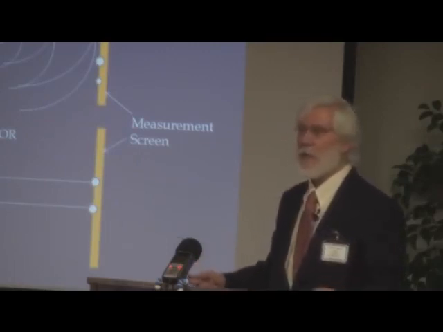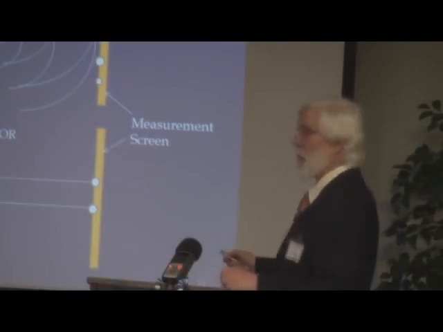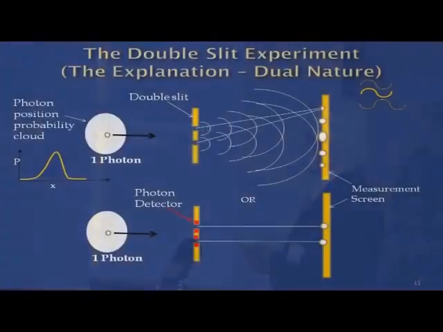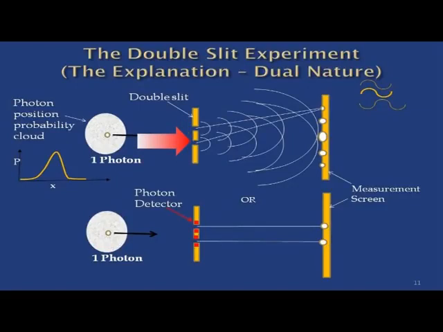It's a probability distribution. So, given that it's a probability distribution, some of the probability goes through that hole, some of the probability goes through that hole. In other words, there's a certain amount of probability that goes here. The probability then interferes with itself like a wave, and you get this pattern.